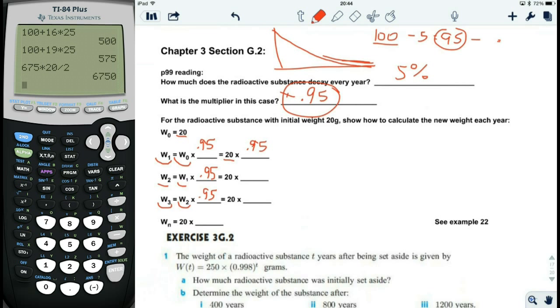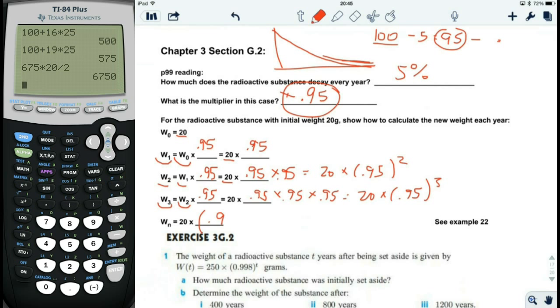Let's see. So the second year would be 20, which is the beginning amount, times 0.95 times 0.95, which would be equal to 20 times 0.95 squared. The third year would be 20 times 0.95 times 0.95 times 0.95, which would be 20 times 0.95 cubed. So what about in the nth year? The nth year would be some year in the future. We don't know exactly how many. They want a general formula for you to calculate the nth year once you figure out what n is.